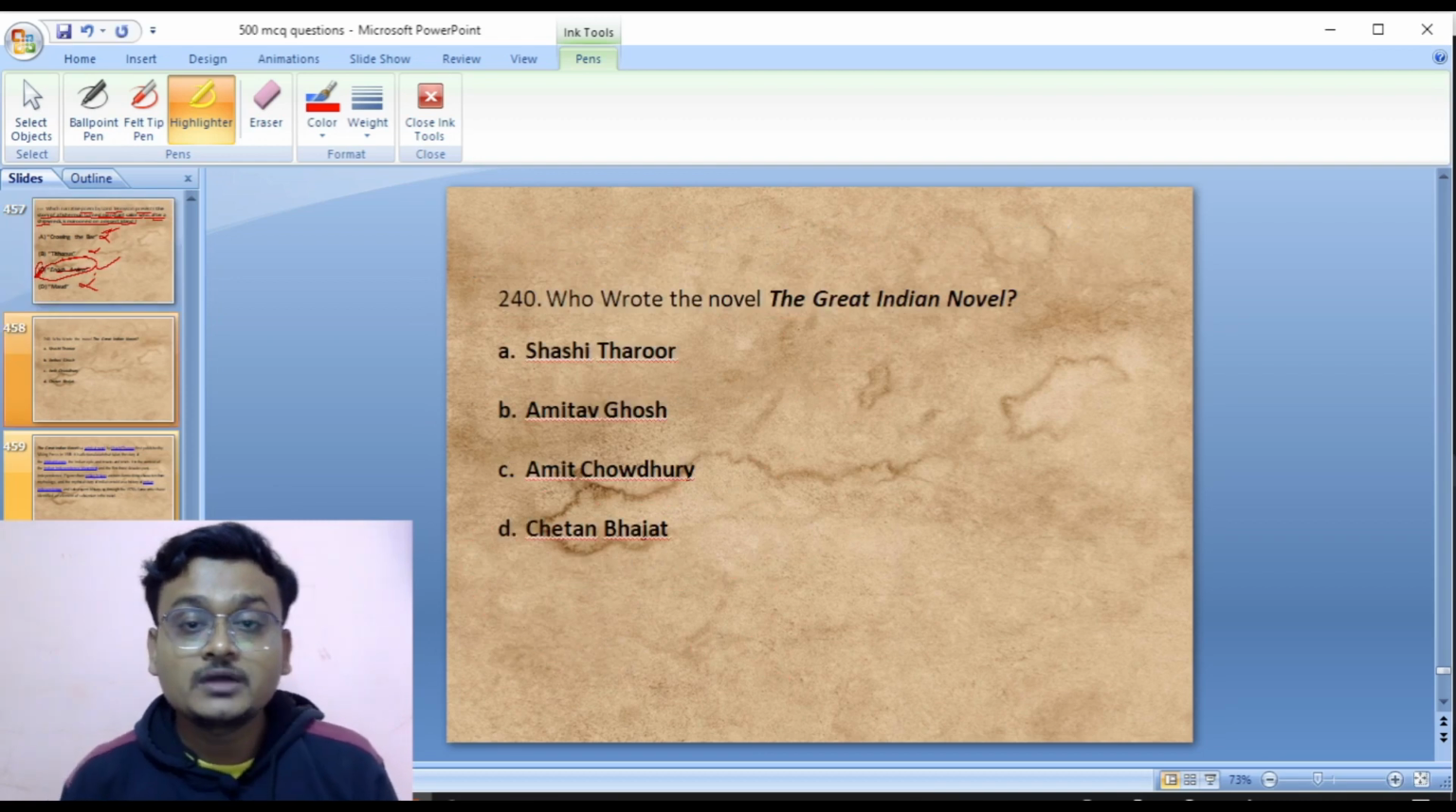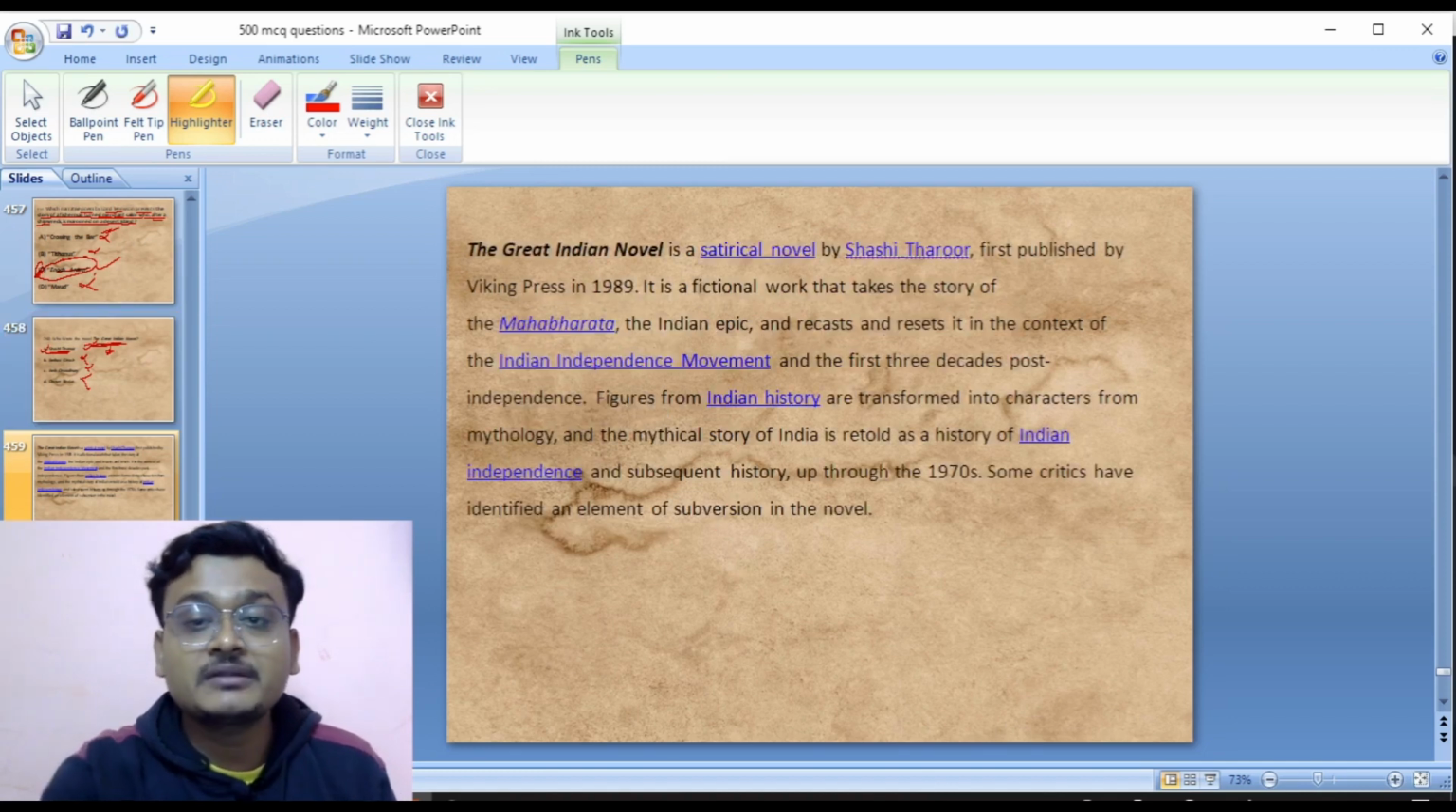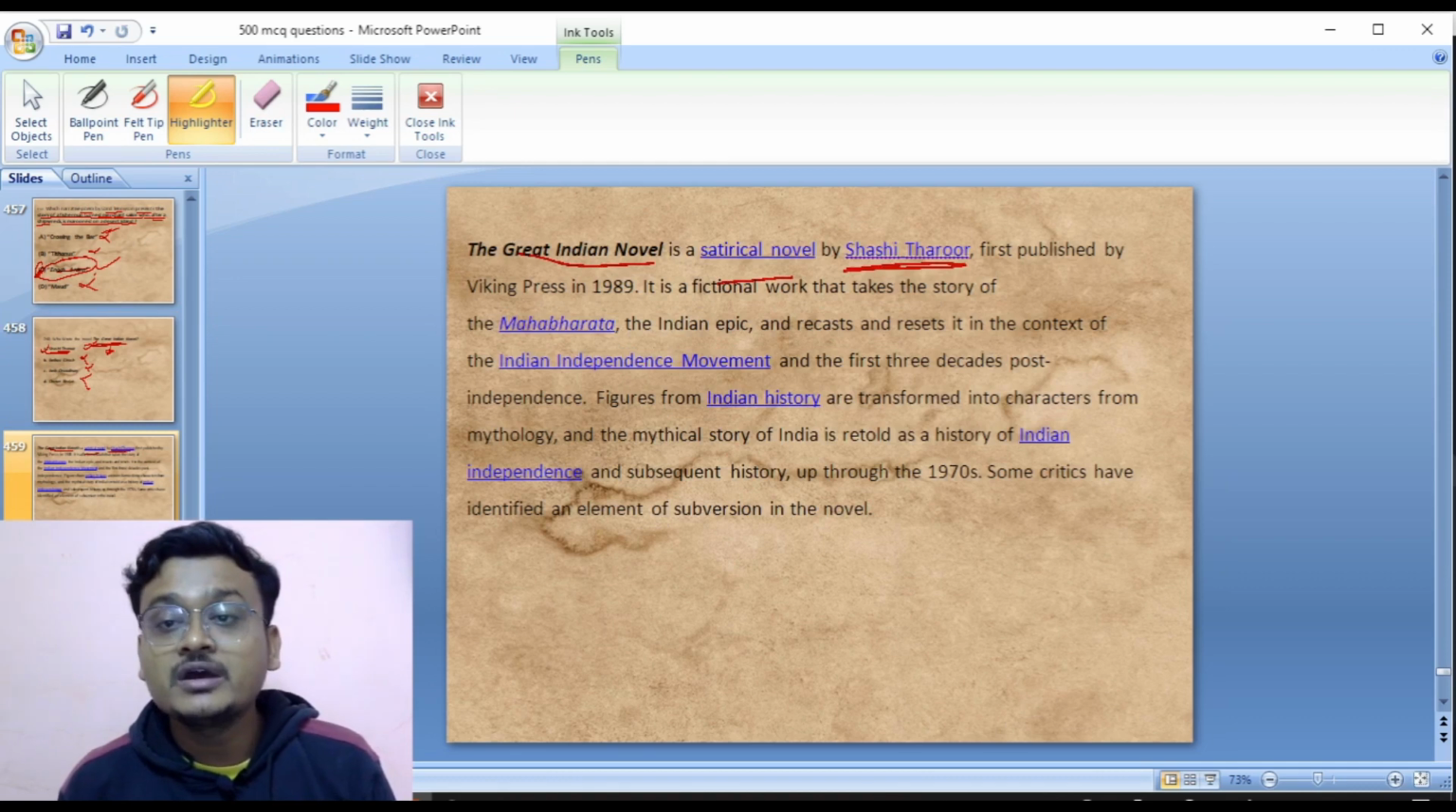Next question. Who wrote the novel The Great Indian Novel? The Great Indian Novel is by Shashi Tharoor. Amitav Ghosh, no. So The Great Indian Novel was written by Shashi Tharoor. It is about the Mahabharata. The story of the Mahabharata is told. The Great Indian Novel, a satirical novel by Shashi Tharoor.